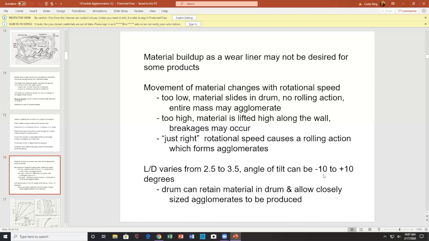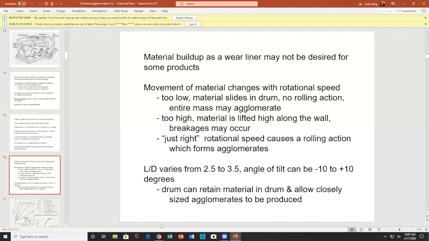I'm not quite sure what would happen in plus 10. The bed would be tilted towards the feed area. Drum can retain material in the drum and allow loosely sized product agglomerates to be produced.